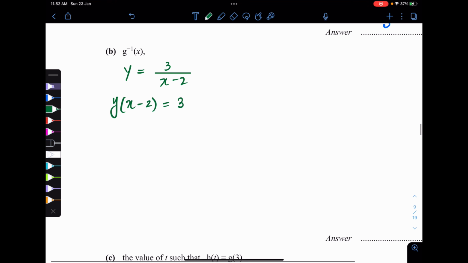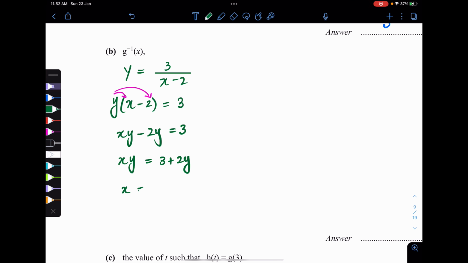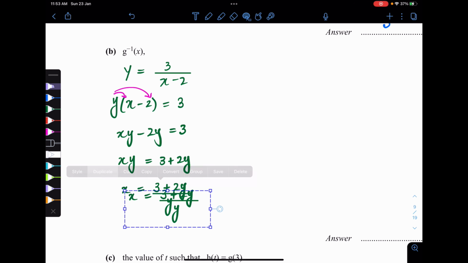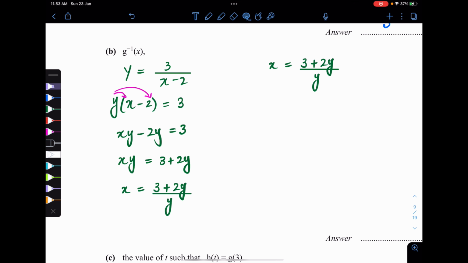Let's just simplify a little bit. Multiply y inside the bracket with both of them. So this is xy minus 2y is equal to 3. Now remember, our goal is to make x the subject. To make x the subject, what you have to do is isolate the x term. So this will become xy equal to 3 plus 2y. And now you can see x is becoming subject if we divide by y on the other side. Now we're almost there. All you have to do is make a couple of substitutions.